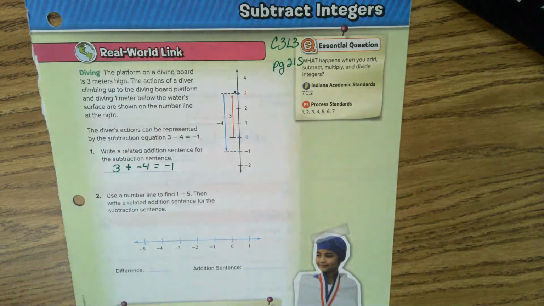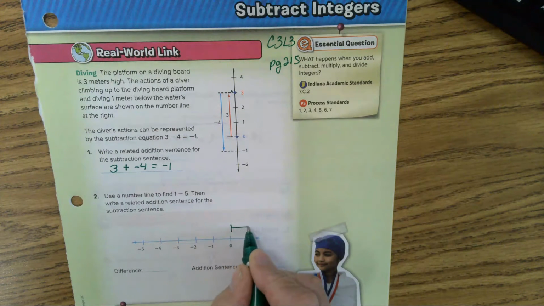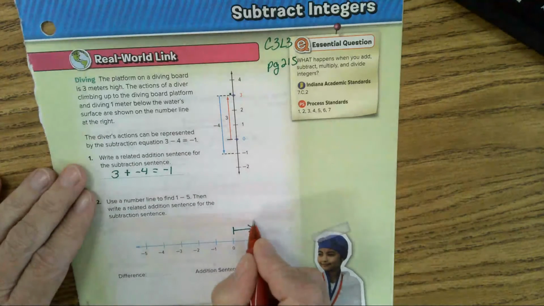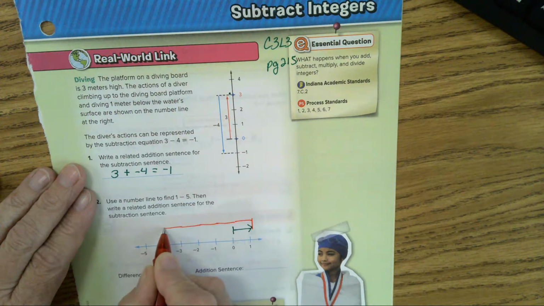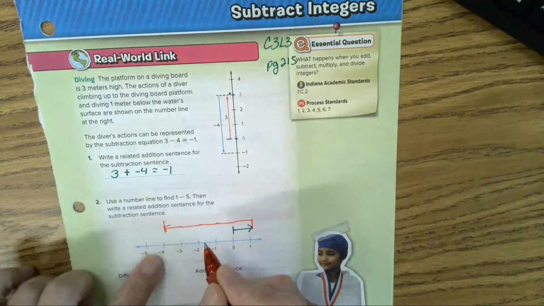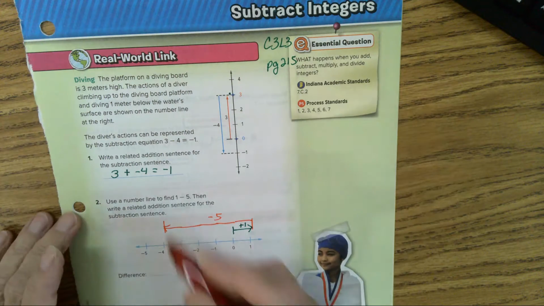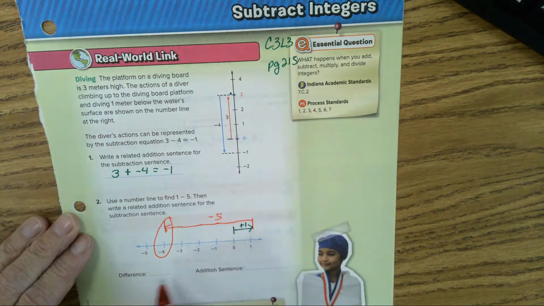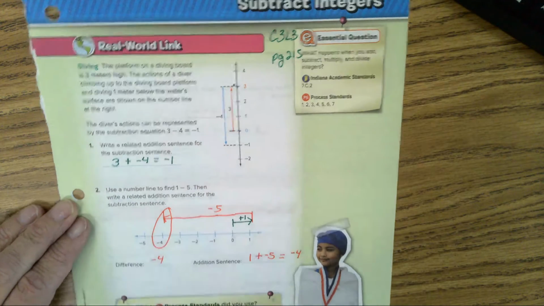Now we're going to go on to problem number 2. Use a number line to find 1 minus 5. So on your number line, you're going to start at 0. You go right 1. And now you are going to go left 5. 1, 2, 3, 4, 5, and you end up at -4. So this is my -5, this is my +1, and I end up at -4. So the difference is -4. An addition sentence would be 1 plus -5 equals -4. Any questions on what to write on that problem?